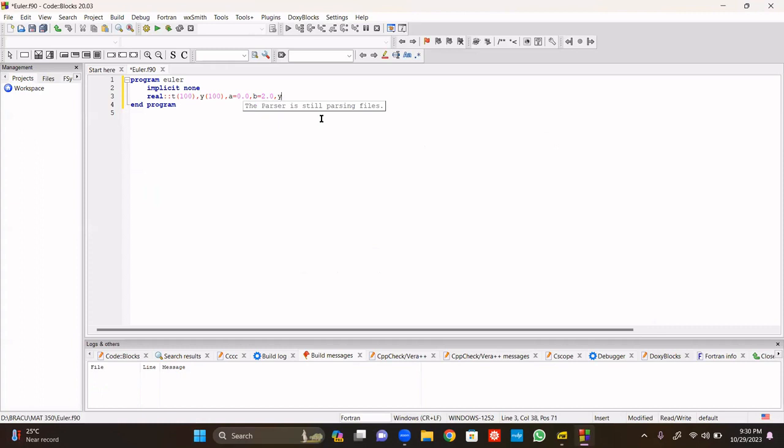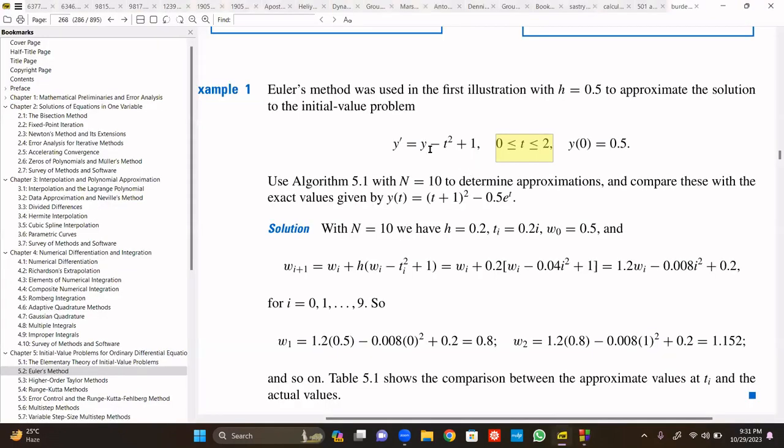To avoid floating point issues, I'm writing 2.0 and 0.0 instead. And let's write Y naught. Here, the symbol I used is not O, but 0. Y naught is 0.5. By Y naught, you can understand I meant Y at the value A, at the point A. Okay. Now, at some point, we are going to need to use this function, y minus t square plus 1. So let's call this function f.